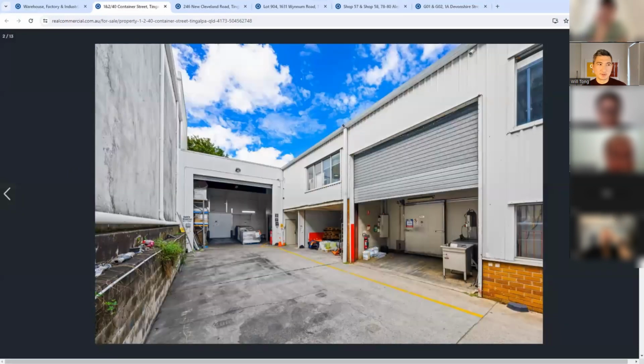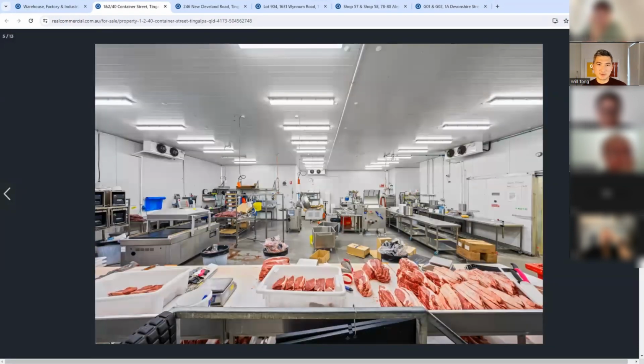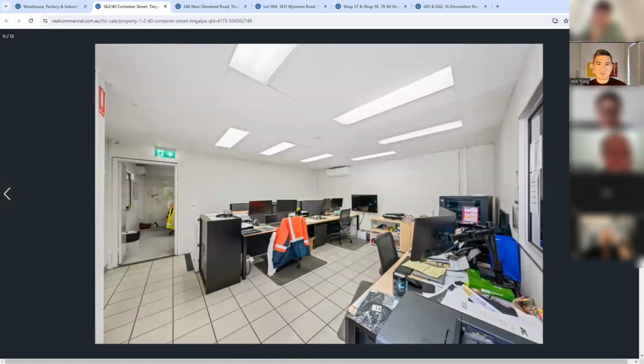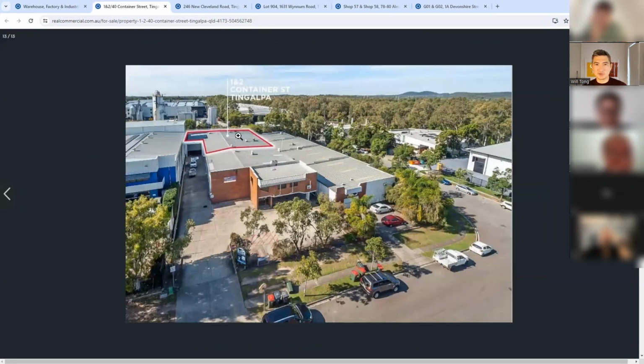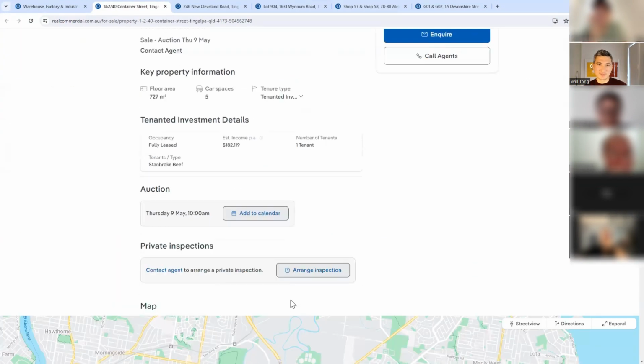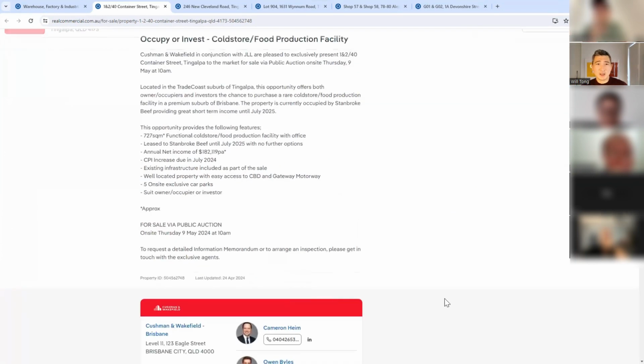Okay. So let's have a look at this one. So I'm just going through. Okay, so it's already a strata complex, cold storage. Okay, so you got 2 units at the back, units 1 and 2. That's what it looks like, and it's probably another 2 units in front. So it's already strata. So I don't think there's a lot of upside here from a strata perspective. But let's have a look. It's leased until 2025, so no option. Okay, that ticks one box. So that's a short-term WALE. It's 727 square meters across 2 units. So I'm assuming each unit is roughly 350, 360 square meters.